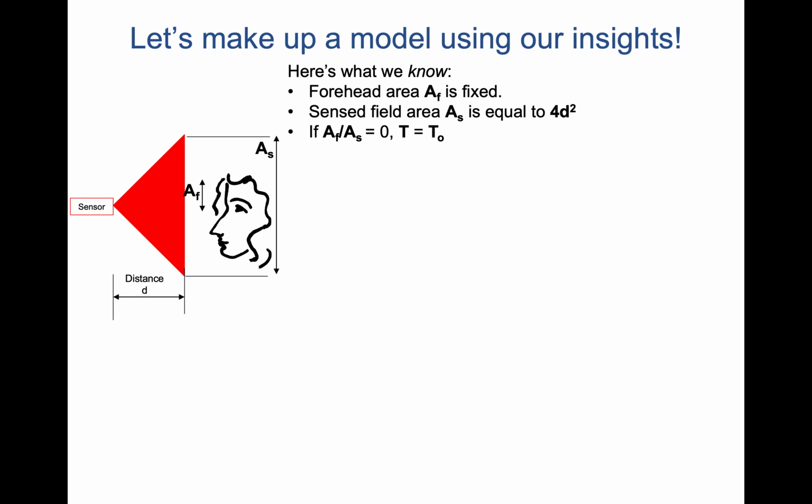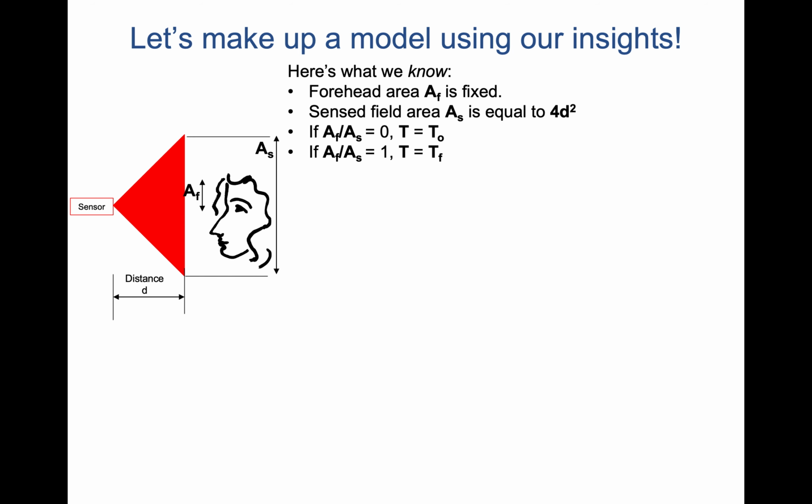If the area of the forehead divided by the area of the sensor is 0, what does that mean? The forehead is very, very far away from the sensor. Then the sensor is measuring mostly background, and so the T is T0. On the other hand, if the forehead fills the sensor, meaning AF over AS is equal to 1, then the temperature we measure is the temperature of the forehead.